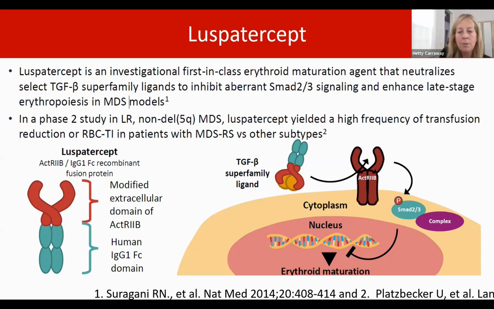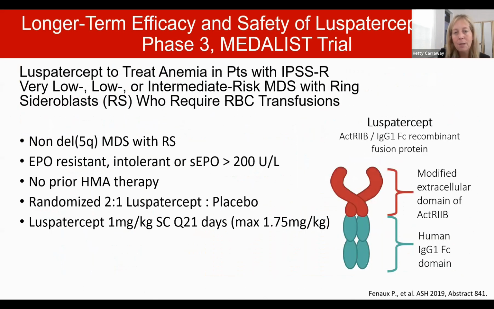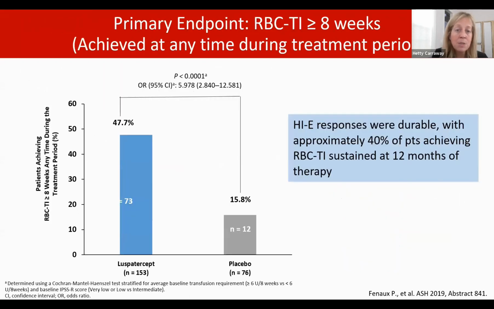And so by that nature, this particular agent was studied in a phase 3 study called the MEDALIST study. They enrolled patients with non-del(5q) MDS with ring sideroblasts that were EPO resistant or intolerant to ESA-based therapy or had an EPO level greater than 200. Patients were not allowed to have hypomethylating therapy prior to going on study, and patients were randomized 2-to-1 to receive luspatercept versus placebo. And as you see here, the primary endpoint was transfusion independence.